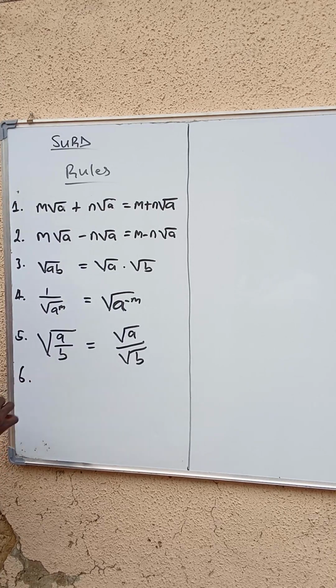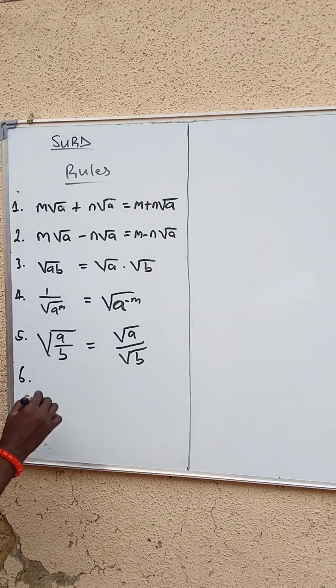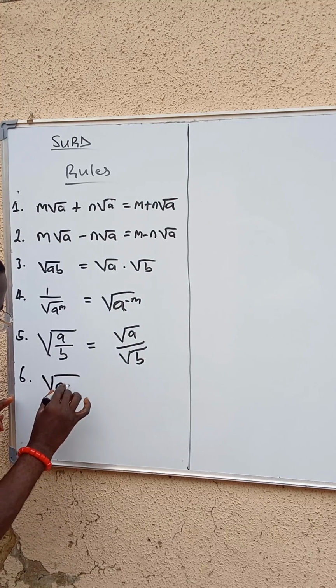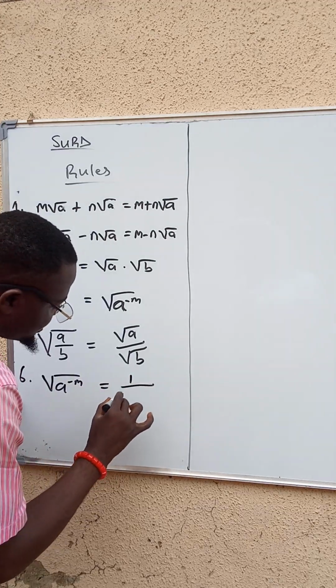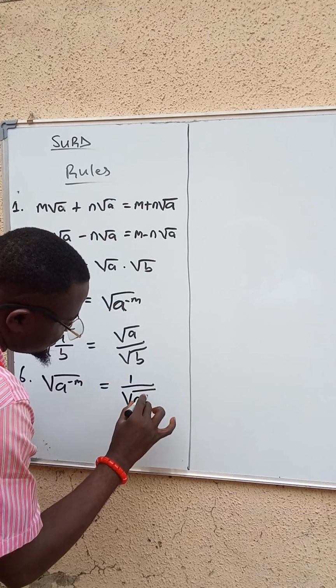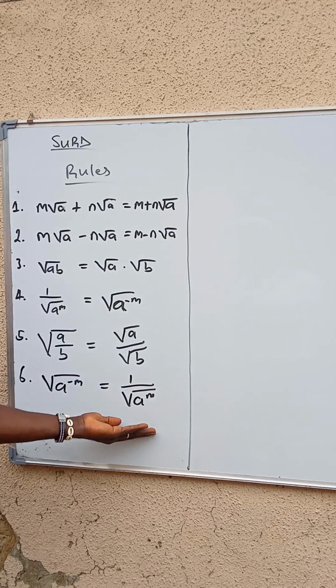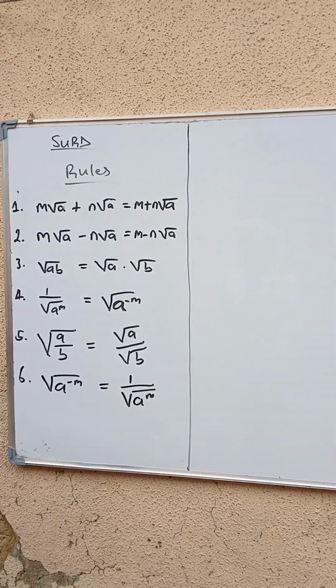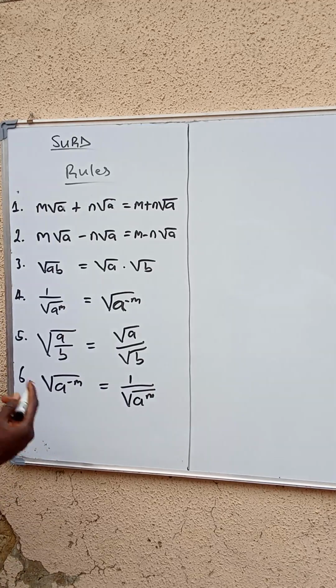Number 6. If I have something like root a, this is another one, because this one is a reverse, giving me 1 over this. This is a reverse of this. But in case you come across something like this, you can express it in this way. If there are other ones as we are going on, like number 7, you are the one, as you're solving, you'll be seeing them.